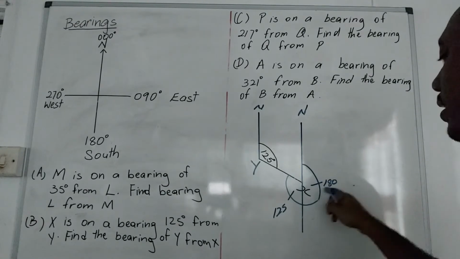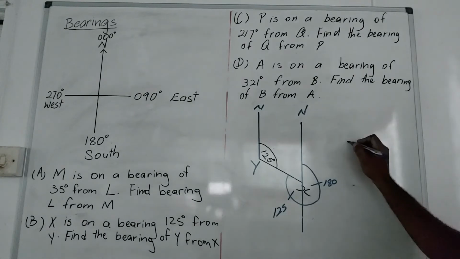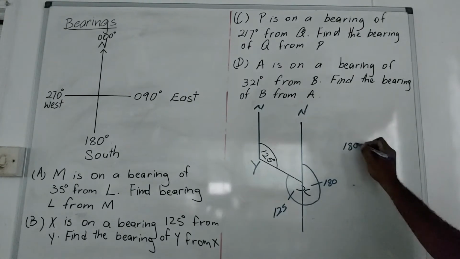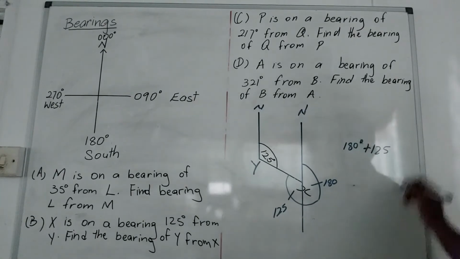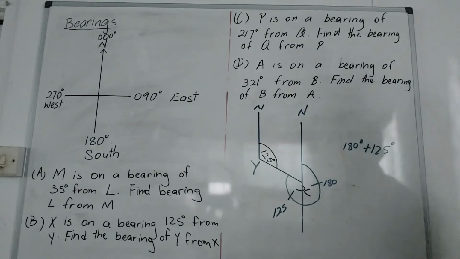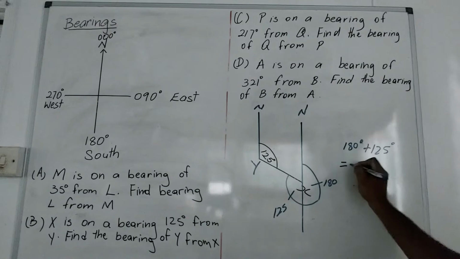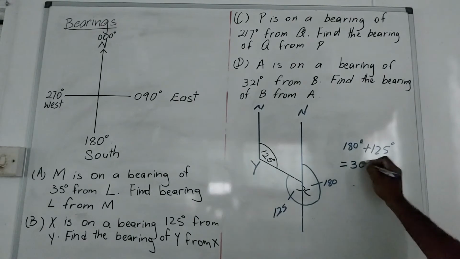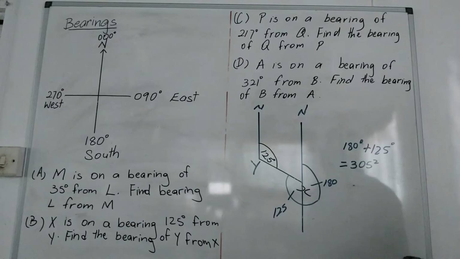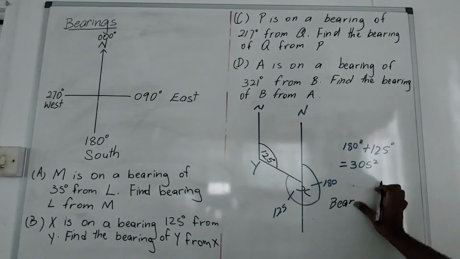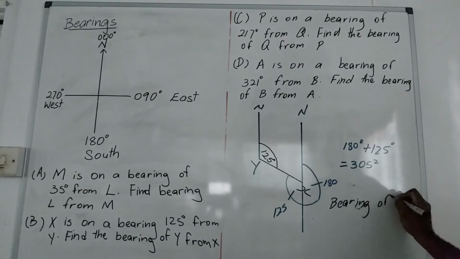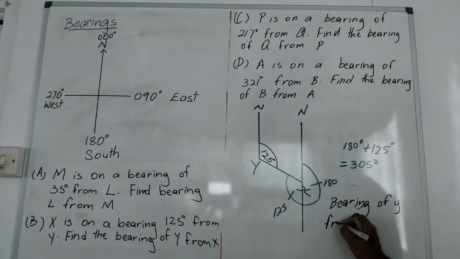So we have 180 plus the 125. Our answer will be the sum of 180 plus 125, which will give us 305 degrees. So the bearing of Y from X is 305 degrees.